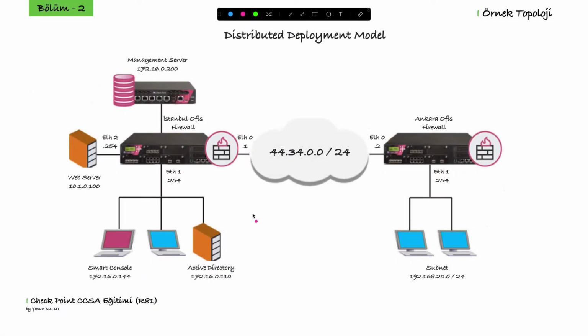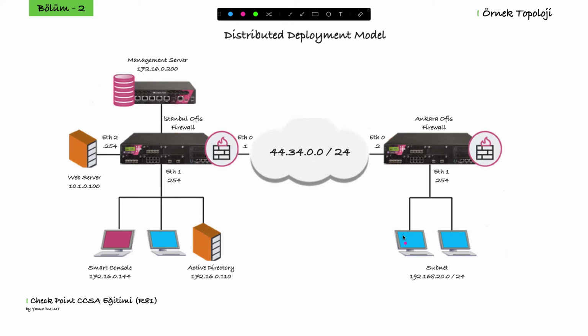Let's examine the topology we will use in our lab, and let me tell you what we will do. We have an Istanbul office on the left side of our topology, and our Ankara office on the right. We will install a management server in our Istanbul office. We will install a firewall. We have a web server. We have an Active Directory, and we have an admin PC where we will install the Smart Console software.